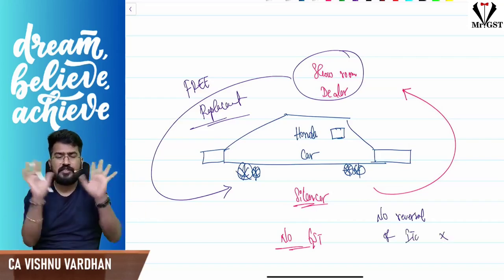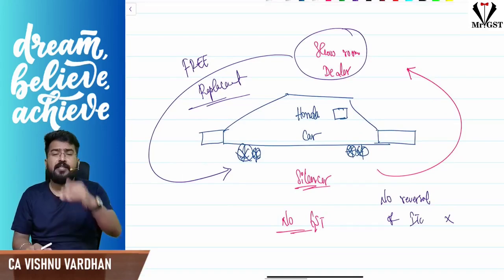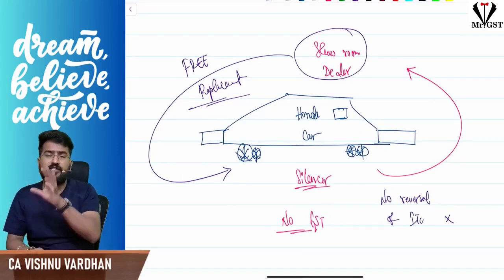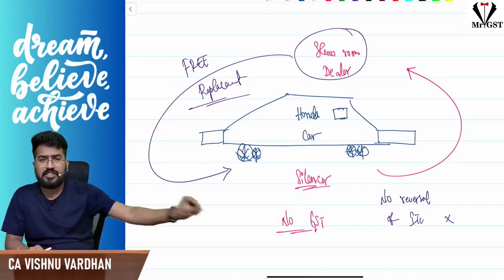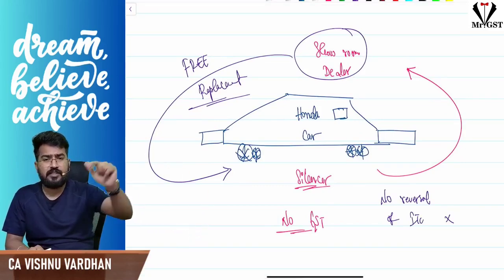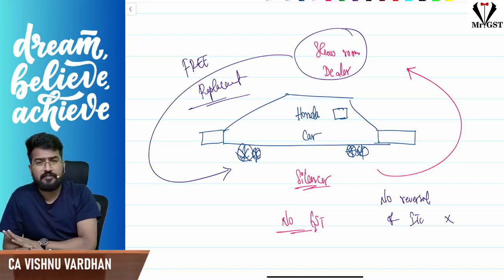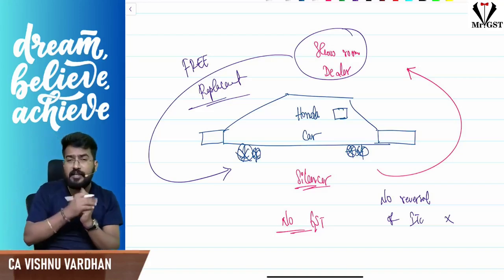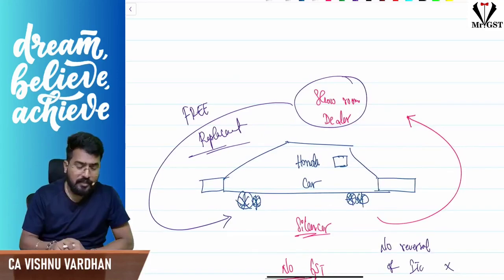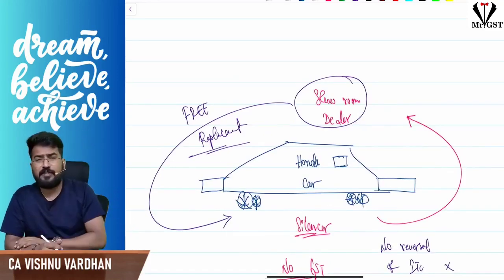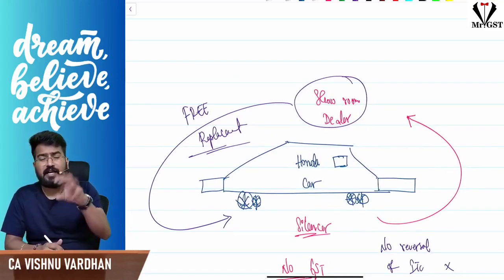Okay. So this is the story of where I want to replace my car silencer because it is in warranty period. No consideration they are charging, and no reversal of ITC is involved. Am I clear with this? Now coming to the next step. Sir, here the showroom dealer is making the replacement, correct? But what is the tax treatment for this?